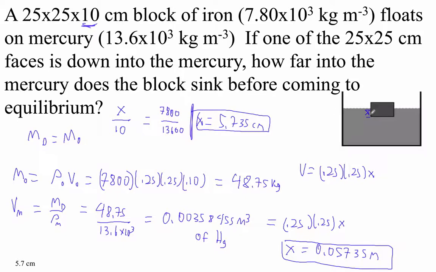If it's half as dense as mercury, it's going to sink half of it in there. If it's 1/4 as dense as mercury, 1/4 of it will sink in there. If it's 9/10 as dense as mercury, it'll sink 9/10 of its dimension into the mercury. Okay, so just remember the shortcuts.